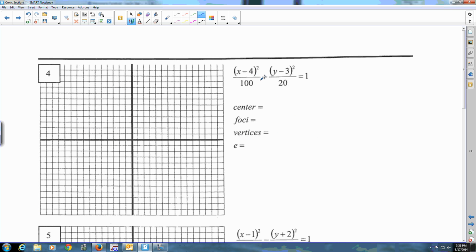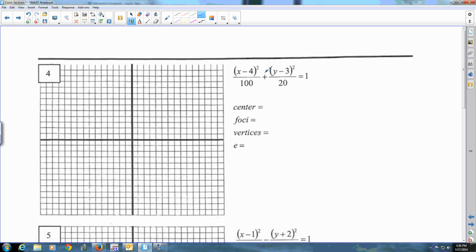This one, you're going to go 10 units in the x direction. 1, 2, 3, 4, 5, 6, 7, 8, 9, 10. Oops. I apologize. I didn't go from the center. I have no idea what I was thinking.